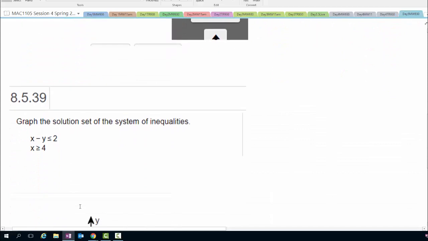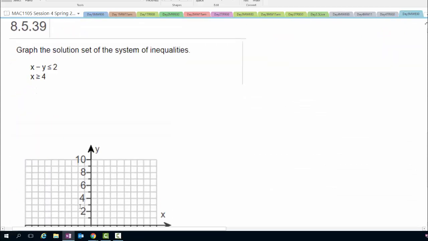I have another problem here that I would like you to try at your desk in your groups to help each other out. Graph the solution set of the system of inequalities: x − y ≤ 2, x ≥ 4.